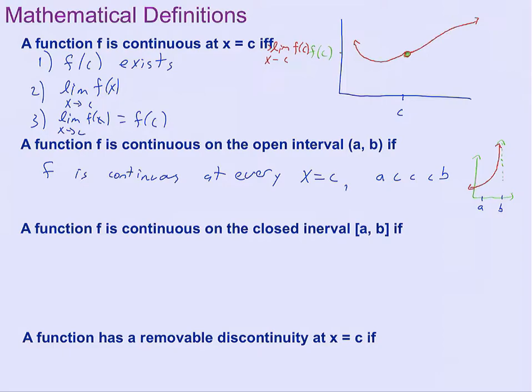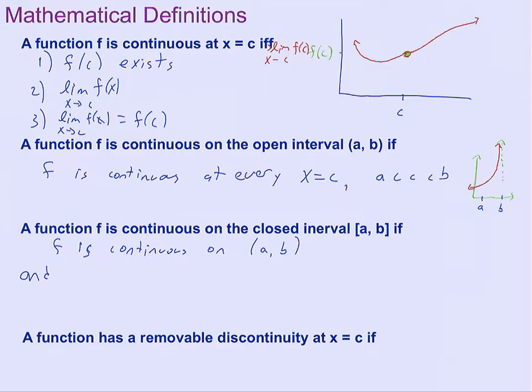A function is continuous on a closed interval from a to b. Notice the notation here, which you'll get very familiar with this year. That bracket means we include a and we include b. We call that a closed interval. A function is continuous on the closed interval from a to b if, first of all, f is continuous on the open interval from a to b. So that's the first step. And we also have to make sure that the function is continuous at the point a, but the tricky part to this is it only has to be continuous from one side.